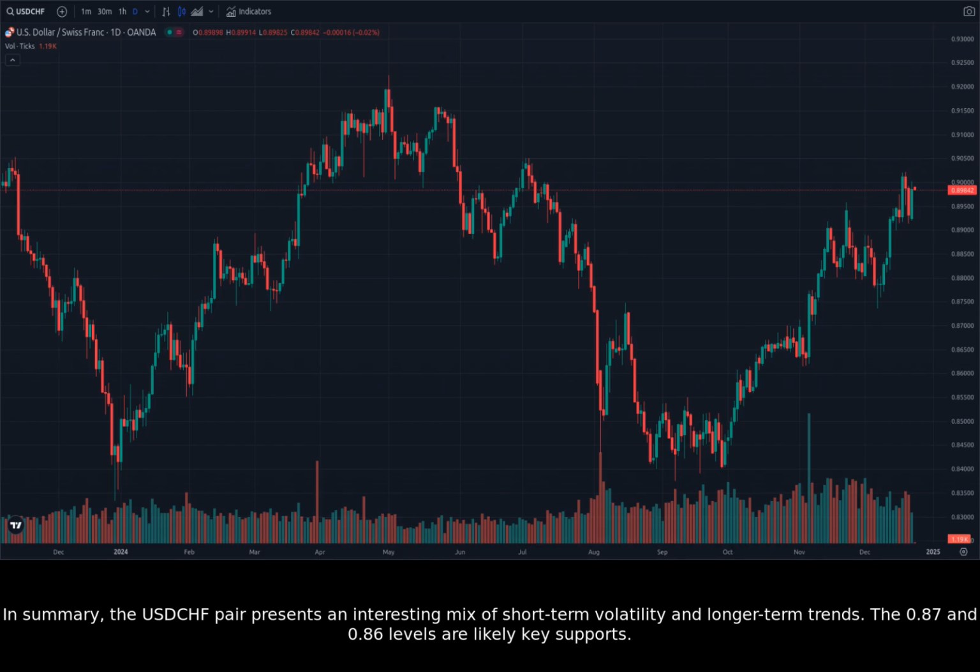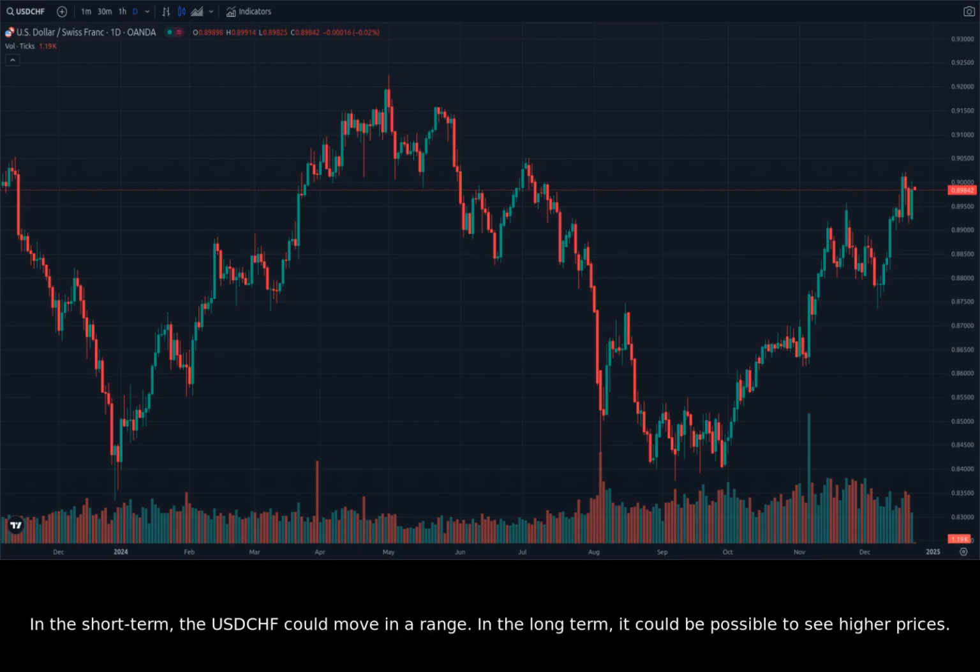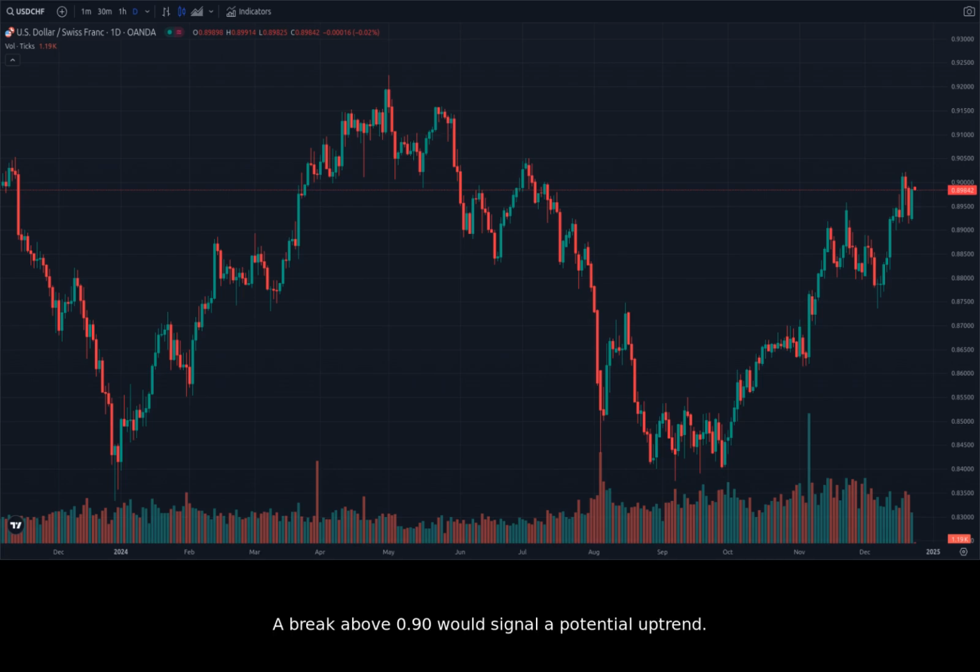In summary, the USDCHF pair presents an interesting mix of short-term volatility and longer-term trends. The 0.87 and 0.86 levels are likely key supports. In the short term, the USDCHF could move in a range. In the long term, it could be possible to see higher prices. A break above 0.90 would signal a potential uptrend. However, a break below 0.87 would suggest a bearish reversal.